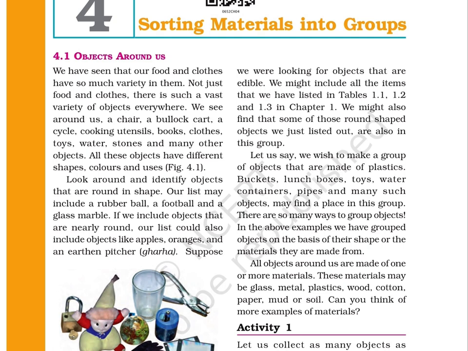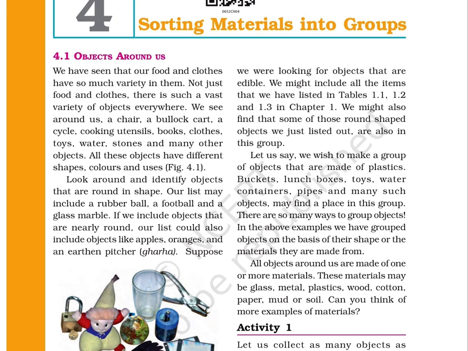4.1. Objects around us. We have seen that our food and clothes have so much variety in them. Not just food and clothes, there is such a vast variety of objects everywhere. We see around us a chair, a bullock cart, a cycle, cooking utensils, books, clothes, toys, water, stones, and many other objects. All these objects have different shapes, colors, and uses, as shown in figure 4.1.